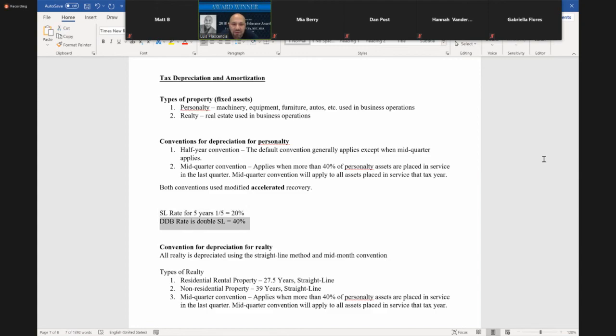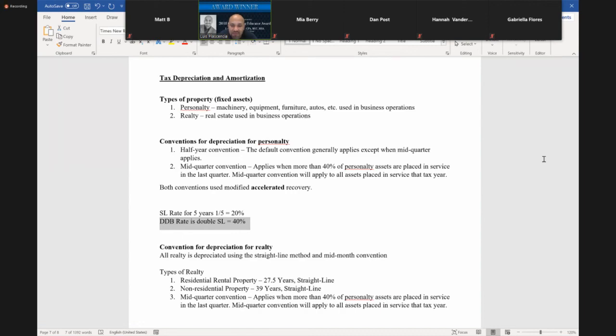You guys remember that 20% for a 5-year asset? Remember I told you I'm going to show you how they came up with 20%? Under the double declining rate, it's 40% of the remaining carrying value, not the depreciable base, the remaining carrying value. But that's covered in more detail in your accounting class.